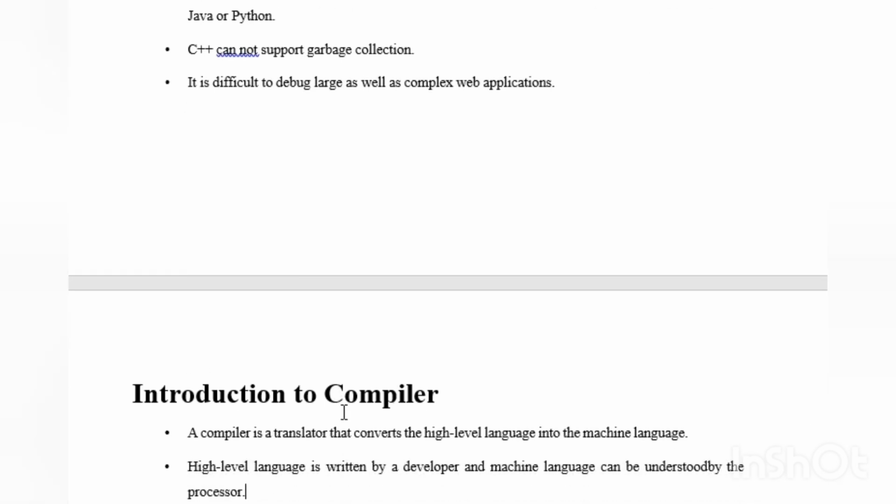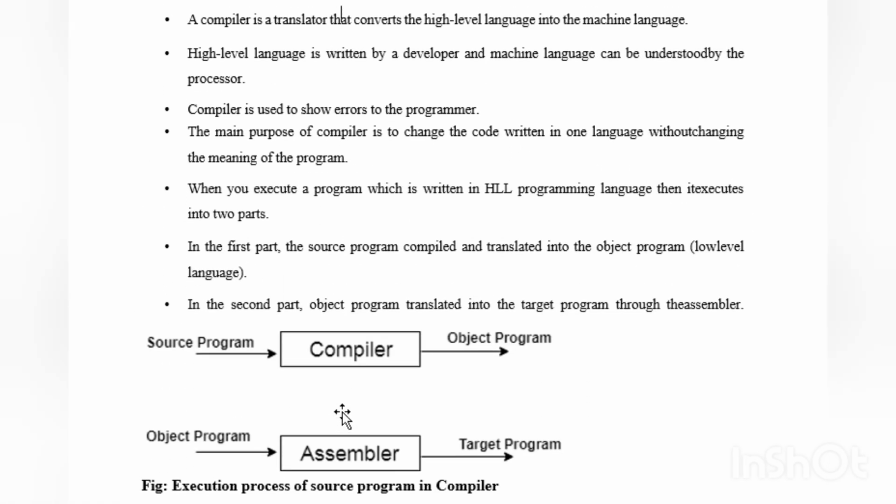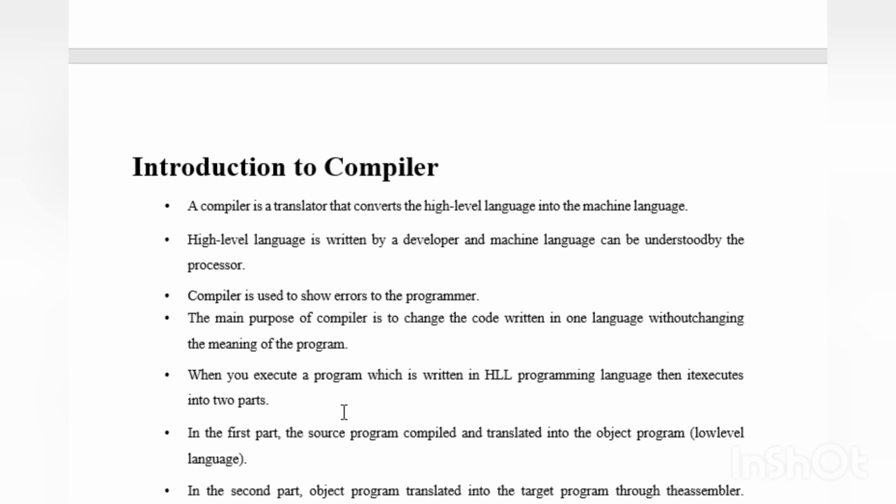Okay. Next we have introduction to compiler. What is a compiler? So basically, a compiler is a translator that converts the high-level language into machine-level language. High-level language is written by the developer and machine-level language can be understood by the processor. Compiler is used to report errors to the programmers. The main purpose of a compiler is to change the code written in one language into another without changing the meaning of the program.